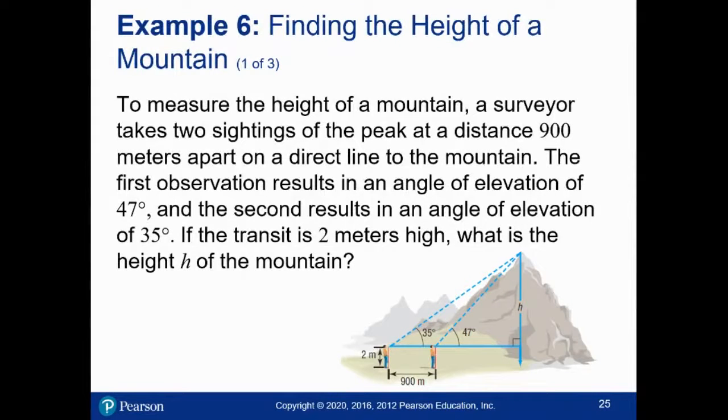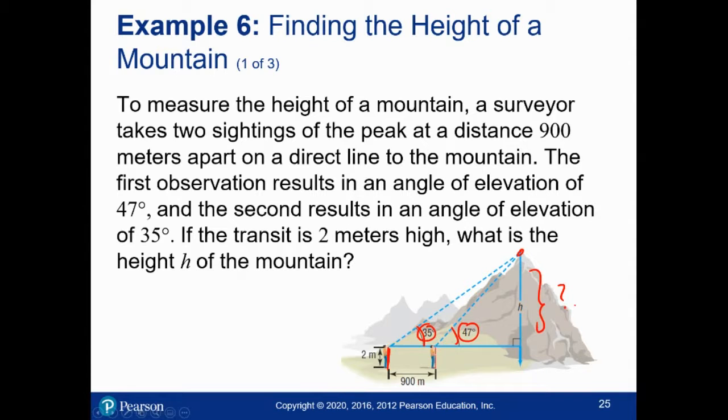So continuing on, suppose I want to measure the height of a mountain. I know I'm 2 meters tall, so whatever height I measure, I'm going to have to account for that. If I stand at one place, I measure an angle to the top of 35 degrees. Then I move 900 meters closer, and now I measure 47 degrees. So how tall is the mountain?